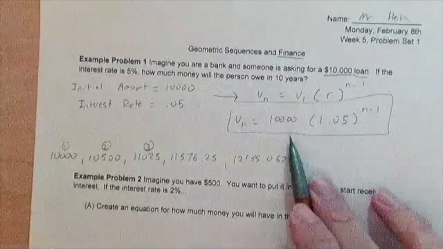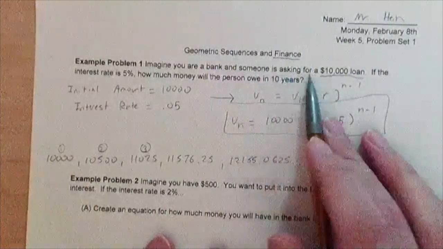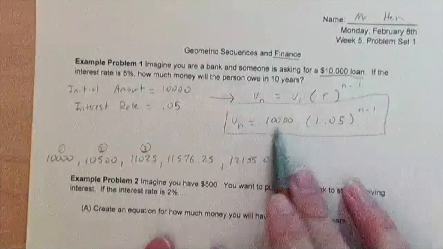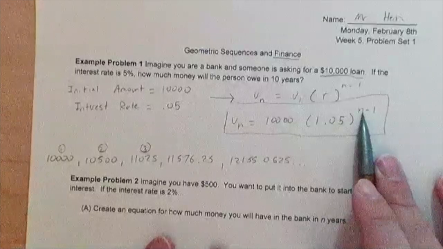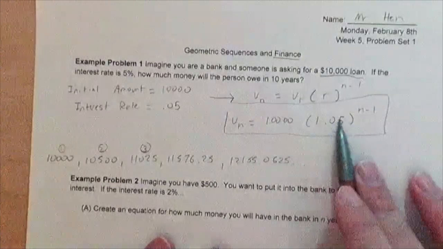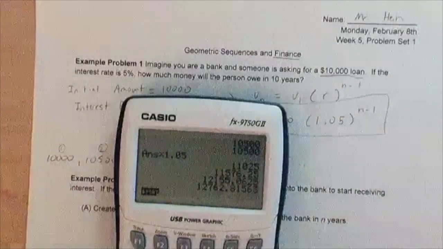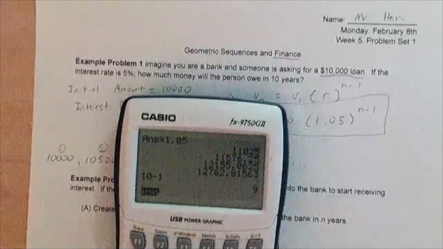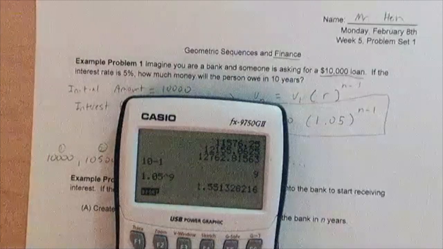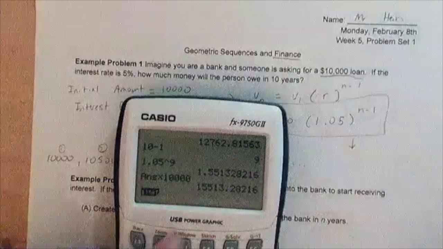And if I just want to figure out how much money I have on the 10th year, or in this case, how much money the bank will have, I'm just going to plug 10 into my equation. Okay. The first year, it's 10,000, which would be 1 minus 1. So 0, 1.05 to the 0 would cancel this out. But if we put 10 here, so 10 minus 1, 1.05 to the 9th power, and we multiply that to 10,000, that's going to tell us what happens in the 10th year.